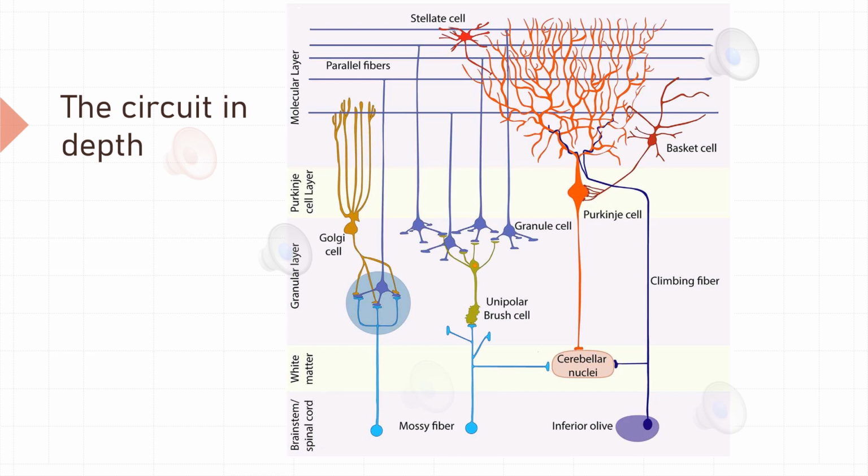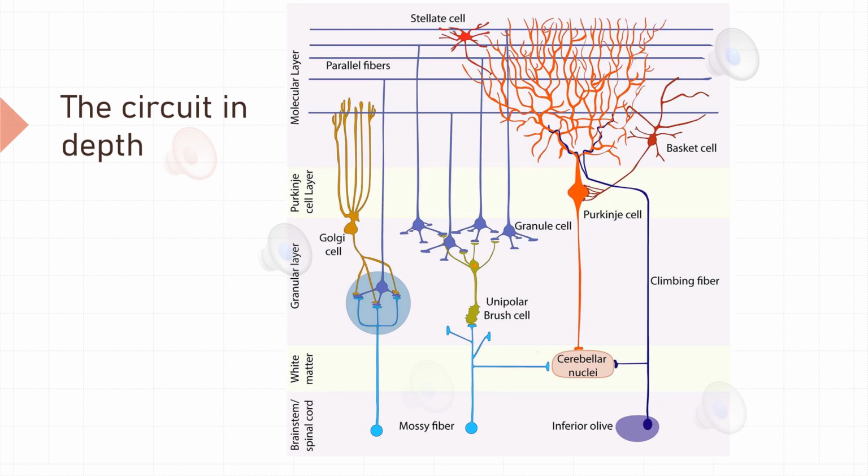The climbing fibers, as you can see, are further going towards the cerebral cortex and synapsing with the Purkinje cell. The Purkinje cell, which here is in orange, has its nucleus in the Purkinje cell layer and its dendrite extending into the molecular cell layer and its axon extending into the white matter synapsing with the cerebellar nuclei. The Purkinje cell is inhibitory as opposed to the climbing and mossy fibers.